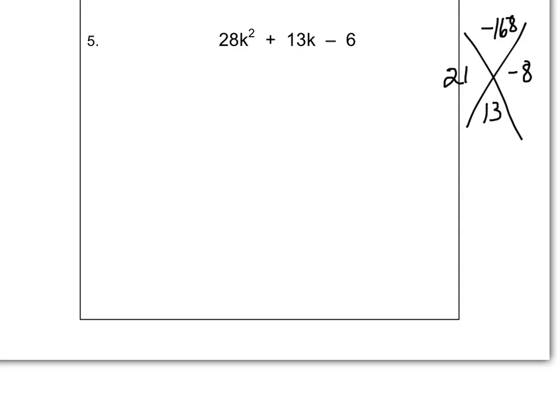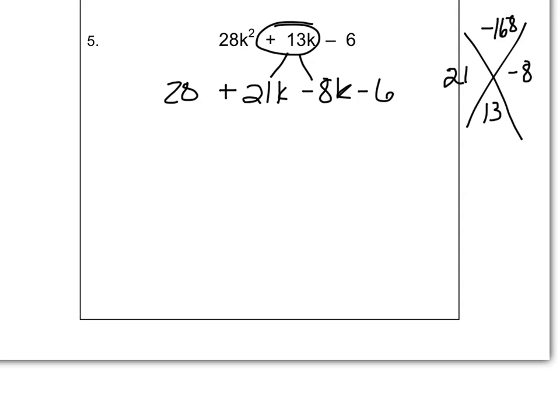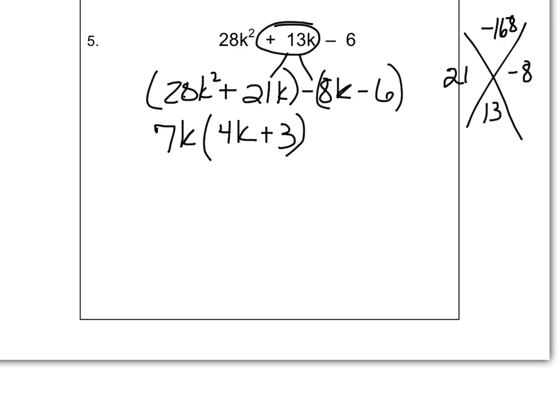Okay, so I'm going to replace this middle term with positive 21k and negative 8k, and bring this other stuff down. Here, what's the biggest number that goes into 28 and 21? And that's 7. They both have a k. So I'm left with a 4k and a plus 3. Again, 28 divided by 7 is 4.